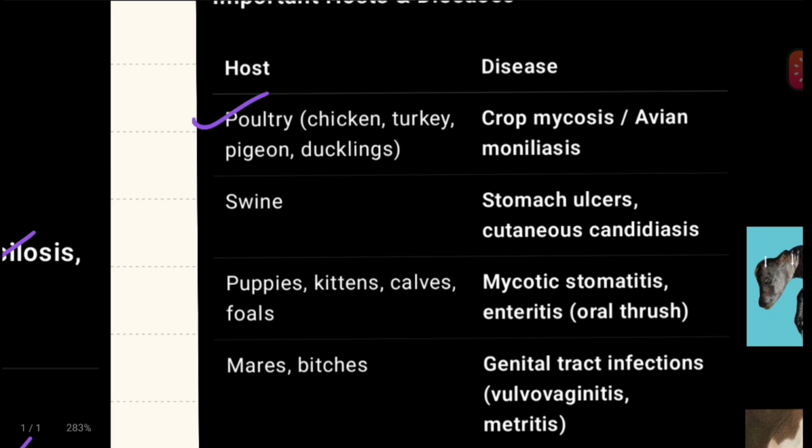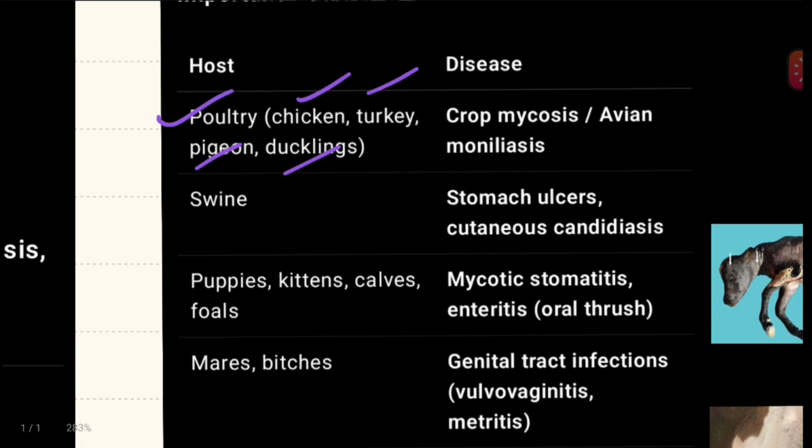In poultry, which includes chicken, turkey, pigeon, and ducklings, the main form of disease caused by Candida albicans and other species of the Candida genus is crop mycosis. The most infected part of the poultry is the crop. The crop mucous membrane gets infected by Candida albicans, so it is also called avian moniliasis.